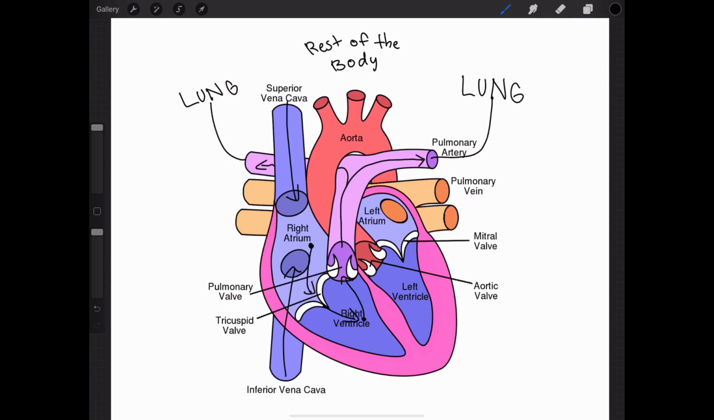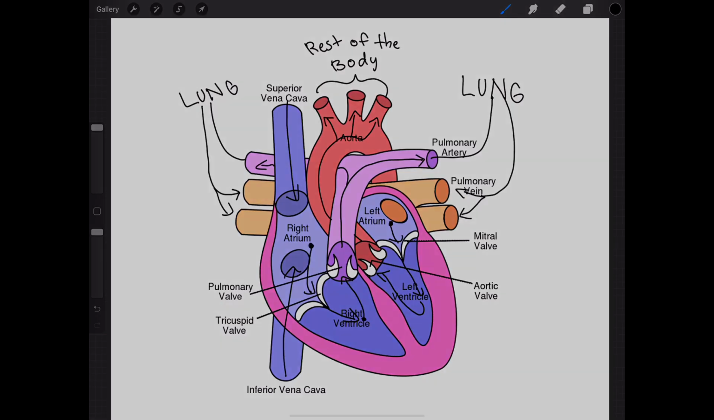After the blood is newly oxygenated, it will be sent back through the pulmonary vein and into the left atrium. The now oxygenated blood will flow through the mitral or bicuspid valve and into the left ventricle, where it is pumped through the aortic valve and into the aorta. And now it will be sent to the rest of the body.